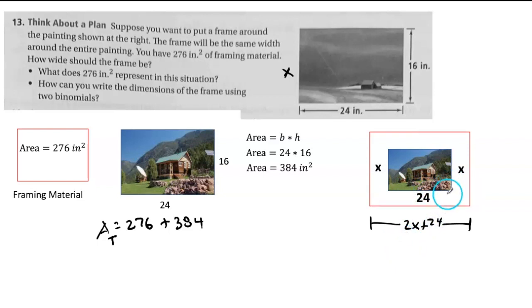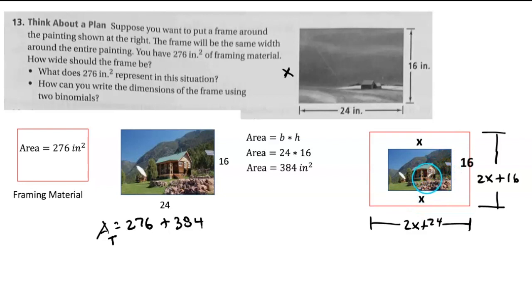Excellent. I have to do the same thing with my height. This little piece is x, the height of my painting is 16, and the other side is x as well. Therefore, the new height is this x plus that x, which gives me 2x plus 16. And these are the dimensions of my new frame and painting together.